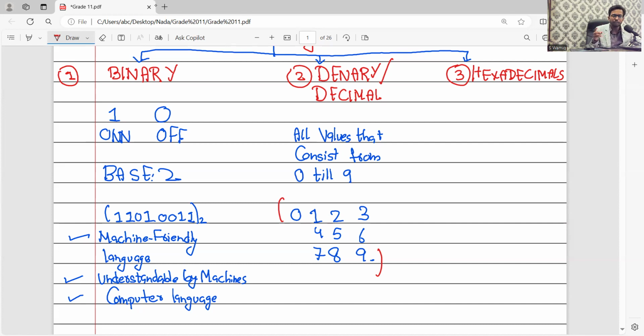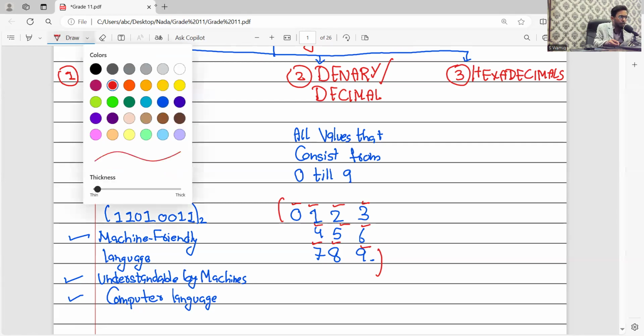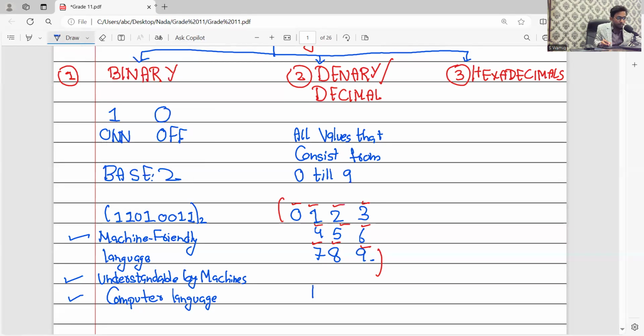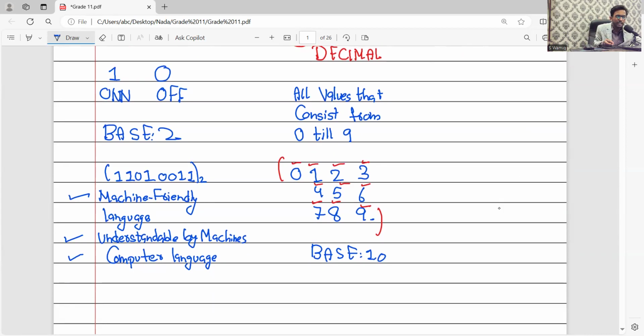The reason is that if I start counting them, they go like 1, 2, 3, 4, 5, 6, 7, 8, 9, 10. So the base number of decimal is 10. Why is that? Because it consists of 10 values. And why does this number system only stop at 9? You need to understand this, right? All these numbers are unique in themselves.